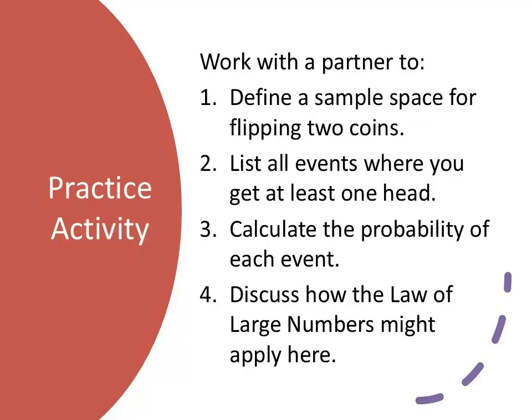Now it's your turn to apply these concepts. I'd like you to work with a partner on a short activity. First, define the sample space for flipping 2 coins simultaneously. Second, list all the events where you get at least 1 head. Third, calculate the probability of that event, getting at least 1 head. And finally, take a moment to discuss with your partner how the law of large numbers might apply to this coin flipping experiment. I'll give you a few minutes to work on this, and then we'll discuss it as a group.